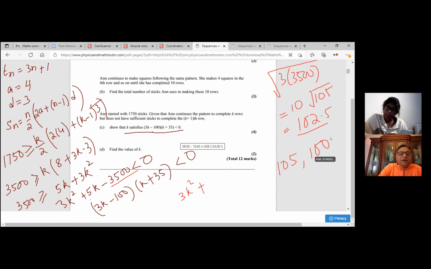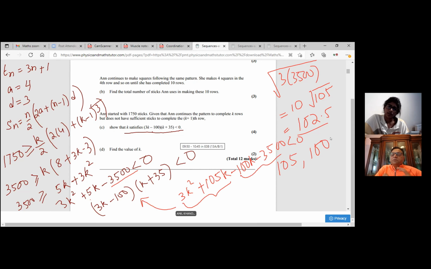So you can split 5 into 2 terms, which are 105k minus 100k. You're getting my idea, right? So minus 3500 is less than or equal to 0. And now you can factor these two and those two terms. So what I'm trying to show you here is that, because the answer is given to you, we could go straight from here to there.